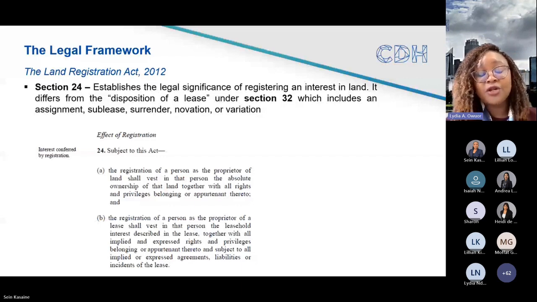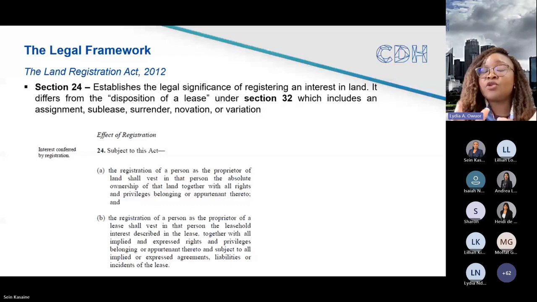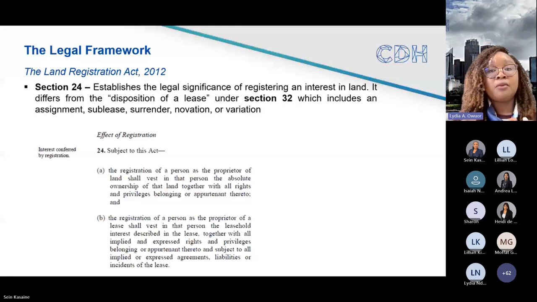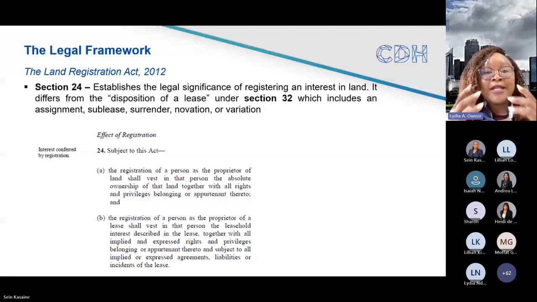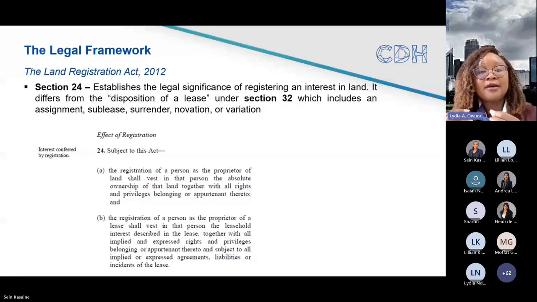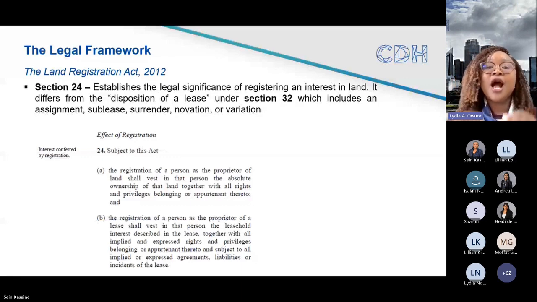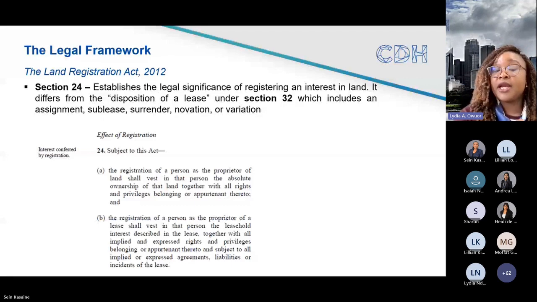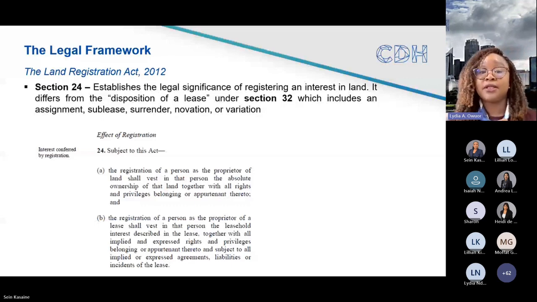Without registration, the lease is considered a contractual arrangement, and this is a contractual arrangement only between the tenant and the landlord. So it's good to understand that. And then the other thing that highlights what being in a leaseholder position means is that by virtue of that registration, the tenant's interests in the premises are protected against subsequent dealings with the property. And I will elaborate on what that means.